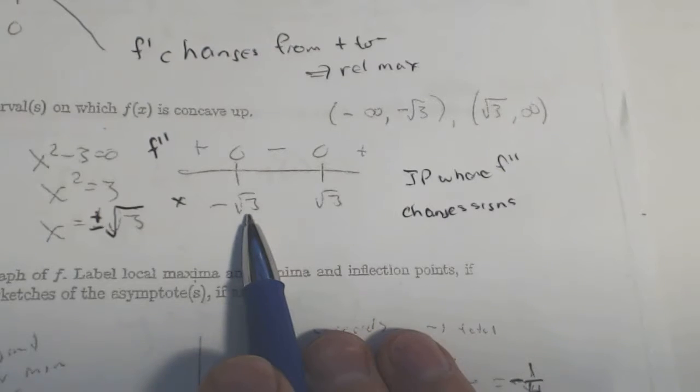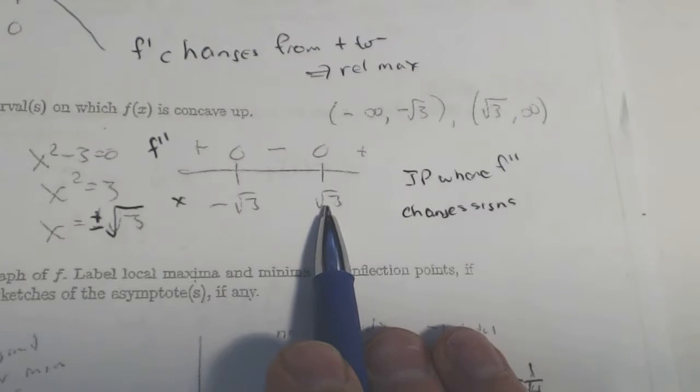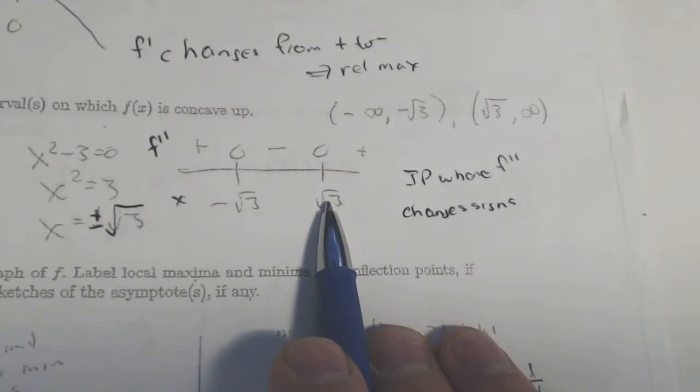So that's going to happen at x equals negative root 3 and x equals positive root 3. Now, as you're thinking about your graph, you're going to draw a graph. If you're going to draw a graph, you need to plot your points in the right areas, so we want some y values here, okay?